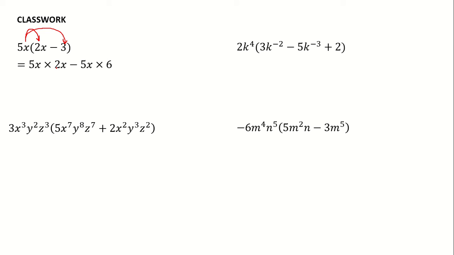5 times 2 is 10. x times x, you will write it as x, but you will add 1 with 1. 5 times 3 is 15. But I only have x, and I don't have x as part of 3. So basically, my answer will just be 15x. And then you're going to say 1 plus 1 is 2, so I'm left with 10x squared minus 15x. That's it. You cannot subtract these two, so you just leave it as it is.